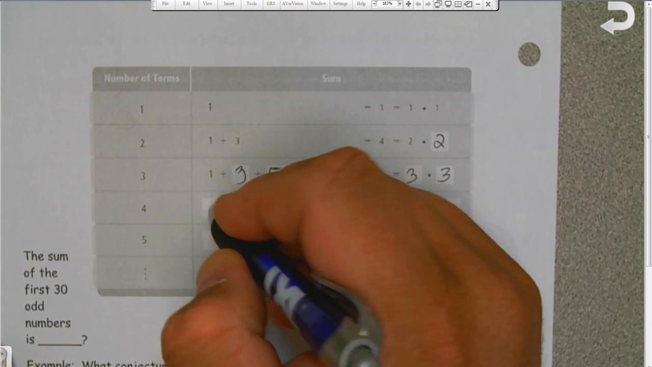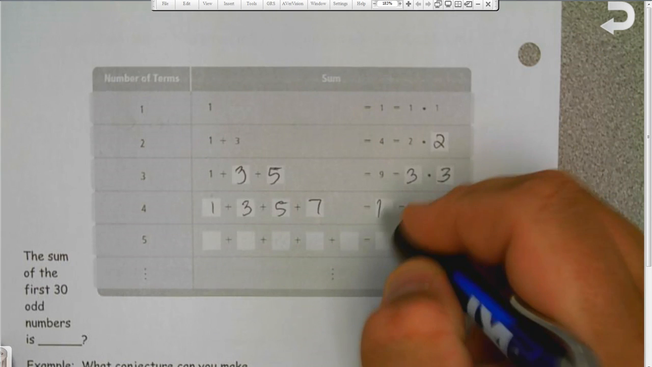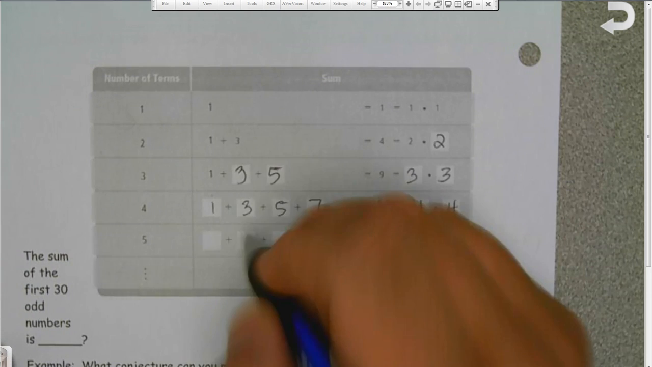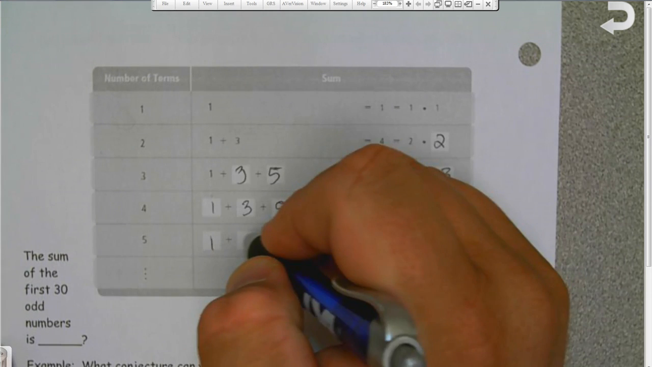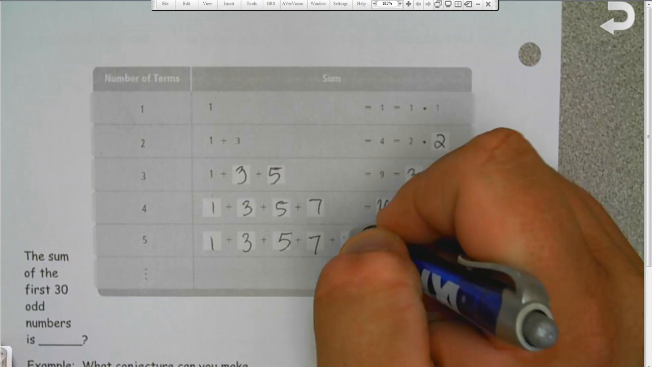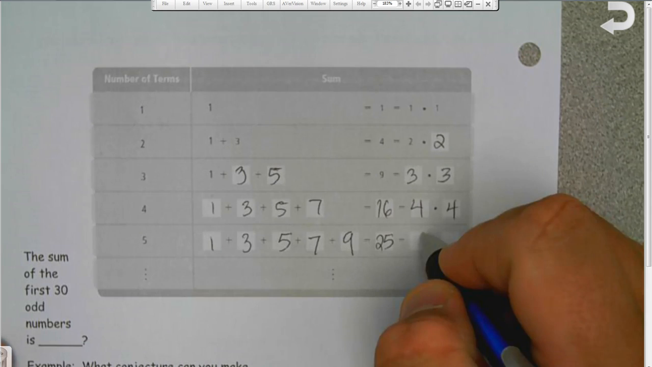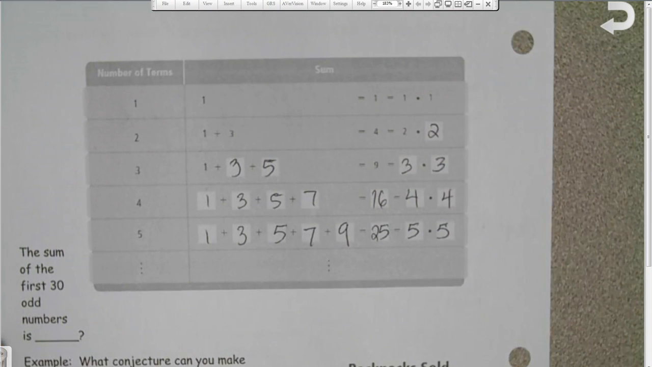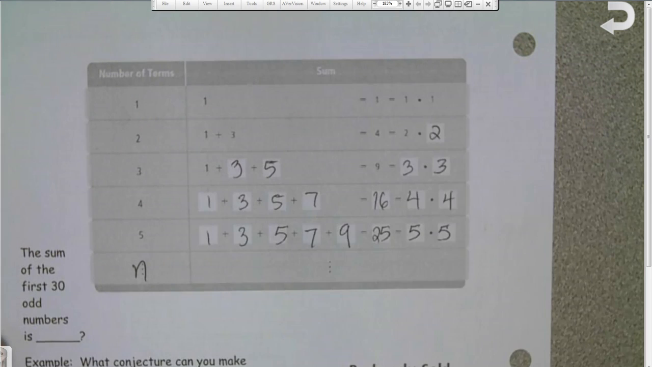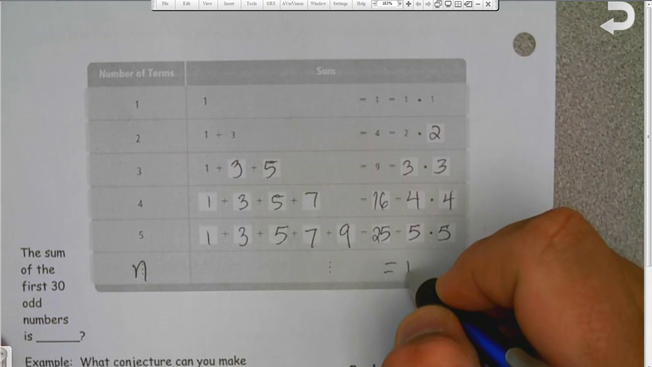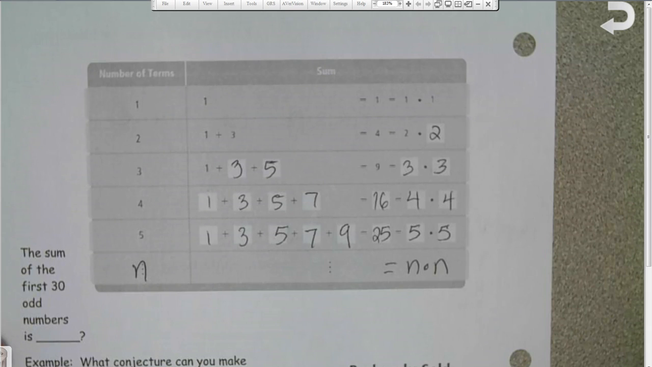The first 4 odd numbers are 1, 3, 5, and 7. When I add them together, I get 16. That's 4 times 4. The first 5 odd numbers are 1, 3, 5, 7, 9. When I add them together, I get 25. That's 5 times 5. So by now, do you understand a pattern? The pattern is for any number of odd numbers that I have, that's equal to the number times the number when added together.